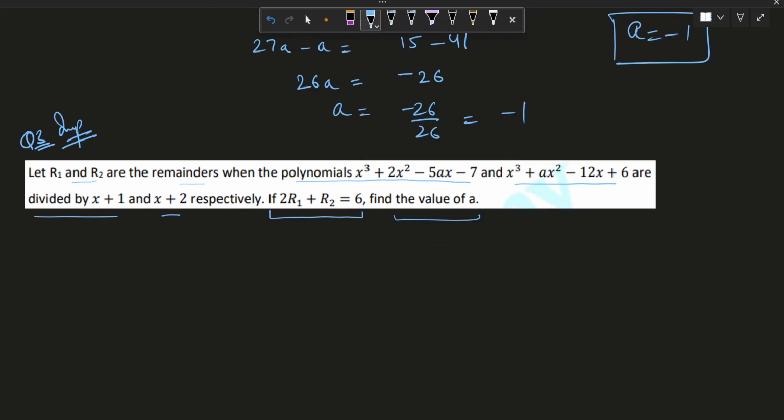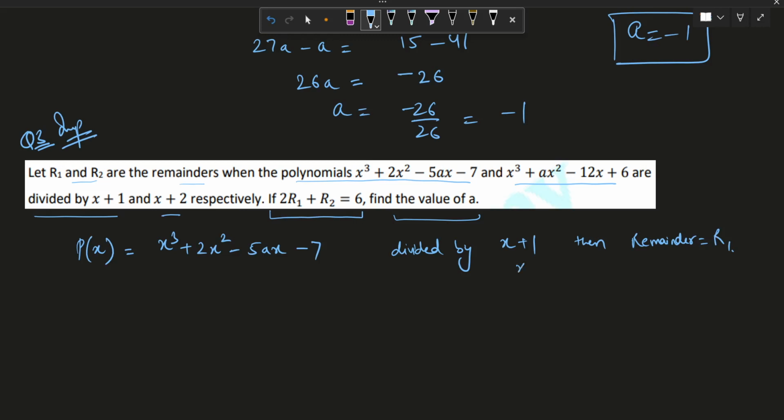यस, सो पहला पॉलिनोमियल ले लेती हूँ p ऑफ x. क्या है? x cube plus 2x square minus 5ax minus 7. ओके, इफ दिस इज डिवाइडेड बाय x plus 1, देन रिमाइंडर क्या है आपका? देन रिमाइंडर इज r1. ओके, सो x plus 1 को हम 0 पुट करते हैं तो x क्या आया? माइनस 1. मीनिंग हमको क्या निकालना है? p of -1.